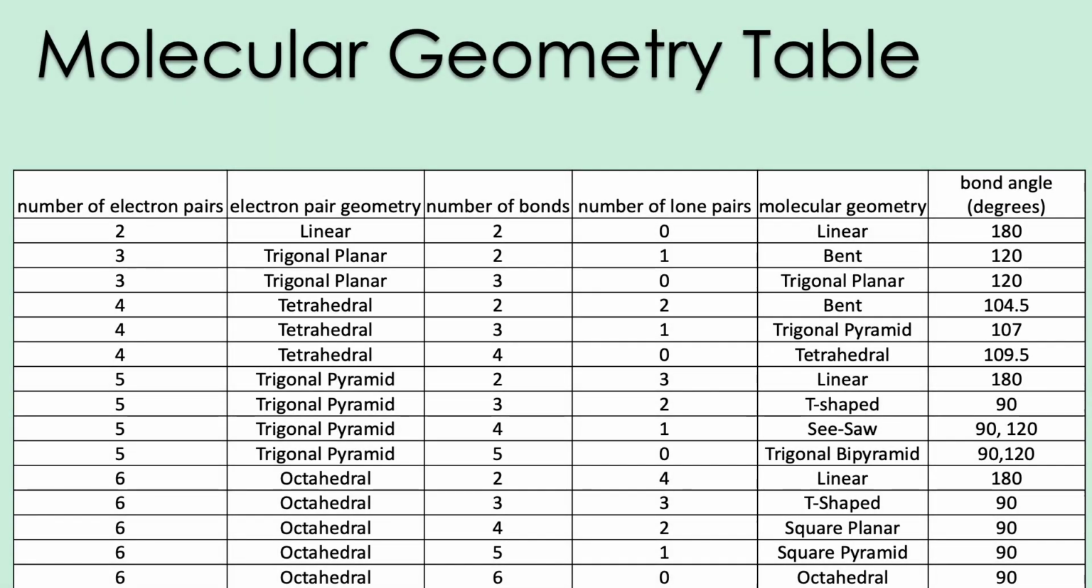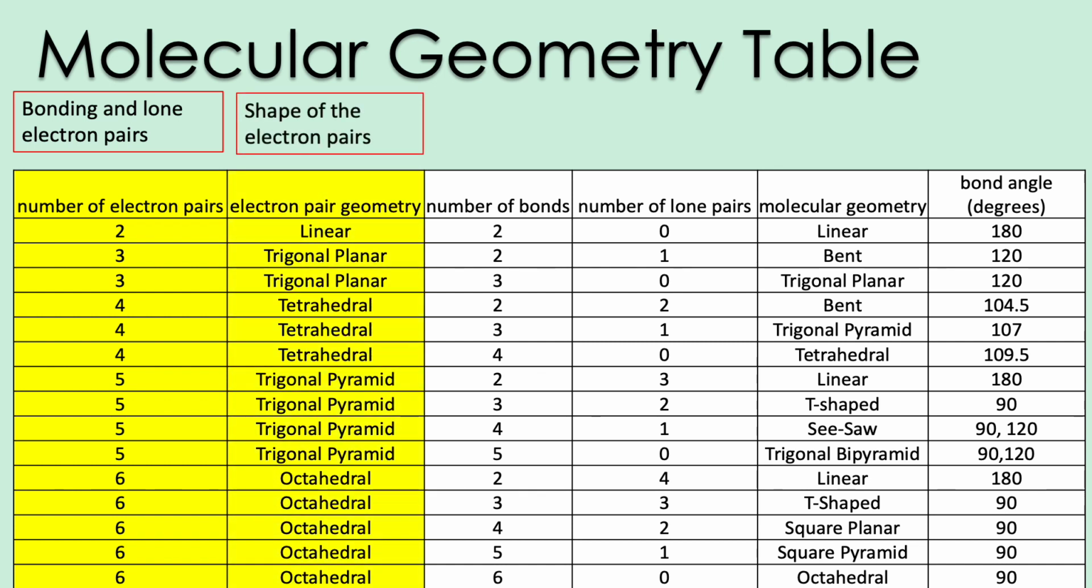Here is the molecular geometry table I give to my students. We covered the first two columns in an earlier video where I explained the valence shell electron pair repulsion model, or VSEPR. This gives the electron pair geometries. The electron pairs can be bonding or lone pairs. These electron pairs will determine the electron pair geometries in the second column.